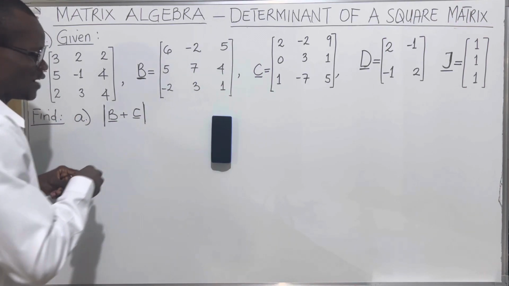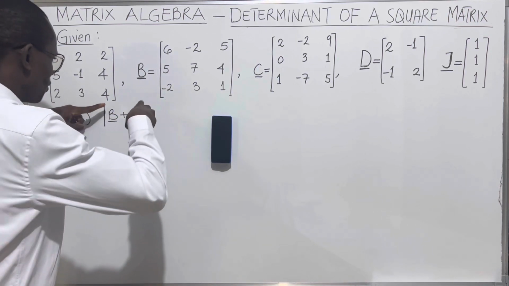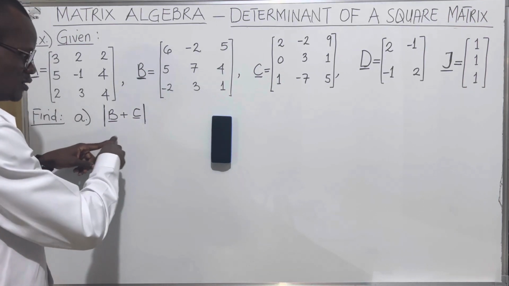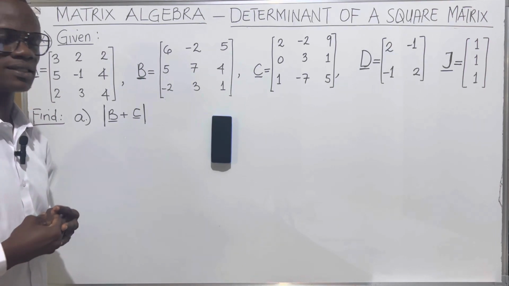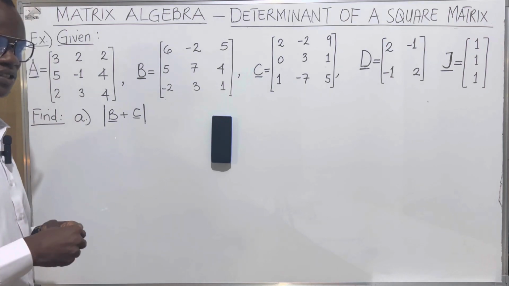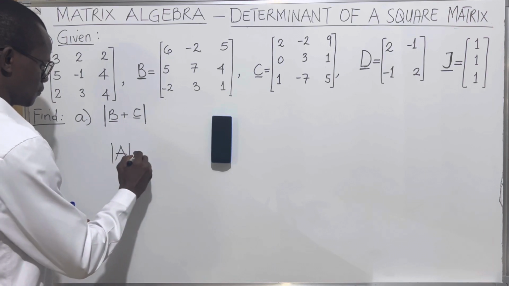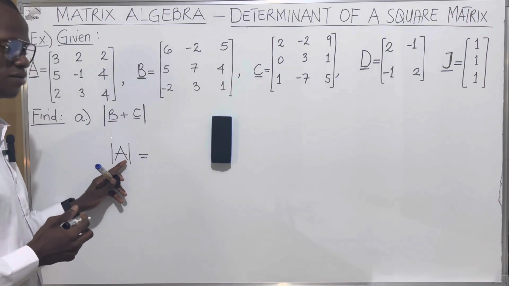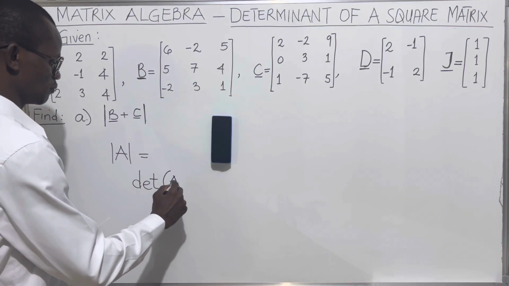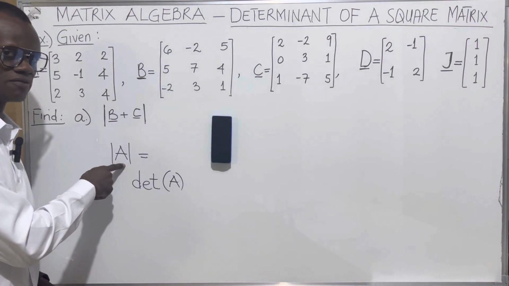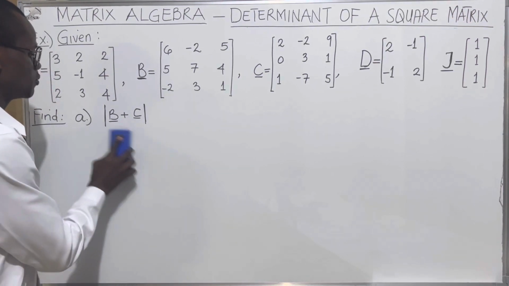And there's a problem given to us: find, say, the absolute value of matrix B plus matrix C. This symbol, which appears like an absolute value symbol, is what we refer to as the determinant of a matrix. You can see this represents the determinant of matrix A, or you can write det of matrix A. So let's look at the first problem, and after this problem, we're going to solve several other problems.